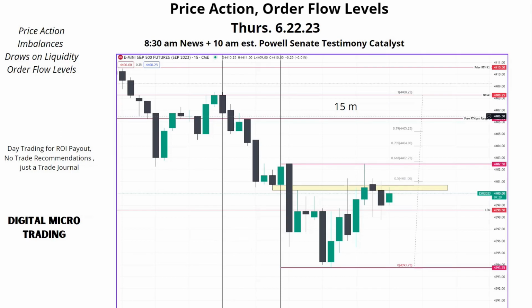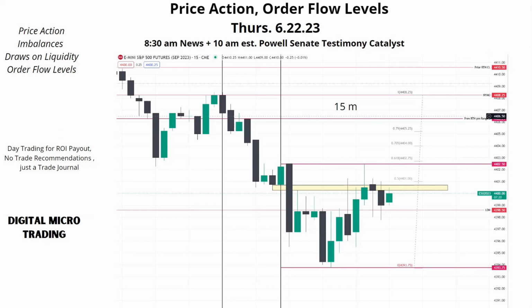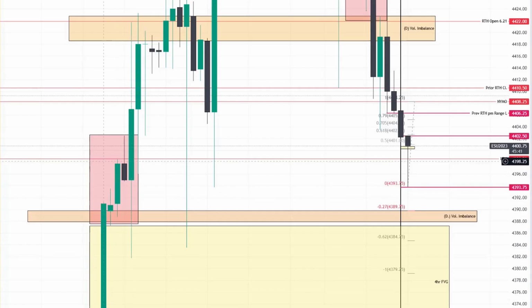And I've got a 15-minute chart up here. We'll go over that and talk about the price action imbalances, draws on liquidity, and the magic of the 4,400 right now. We're hovering around that price. And the higher time frames, we'll take a quick look at that also. Let's get at it. 4-hour chart, we're going to talk about some imbalances here.